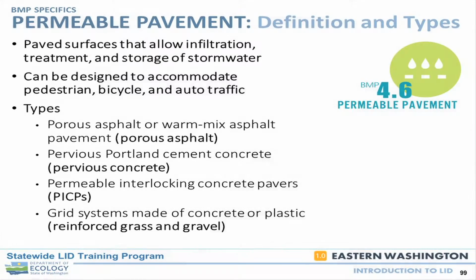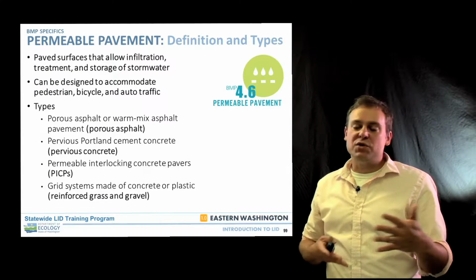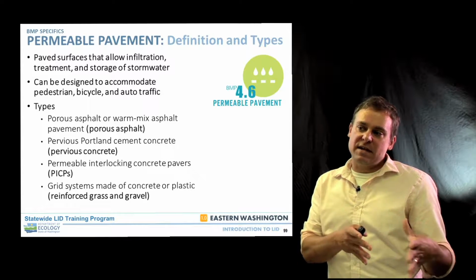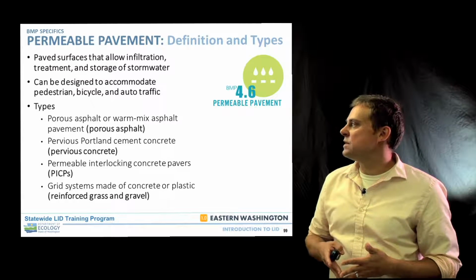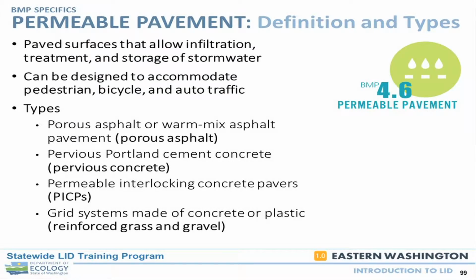Porous asphalt or warm mix asphalt pavement is called porous asphalt. That's because there's actually an industry group that has said porous asphalt is what they want to use. Pervious Portland cement concrete, kind of popcorny. They use the term pervious for that surface material. Permeable interlocking concrete pavers, those are the types of pavers you see from Mutual Materials and other suppliers out there, that are paver systems that have gaps between them and sand so that it allows the water to filter through it. And then the final category is grid systems made of concrete or plastic, and into those you could put either grass or gravel.